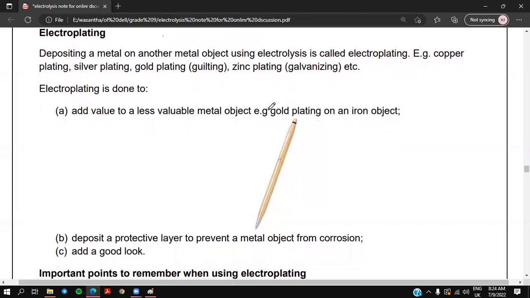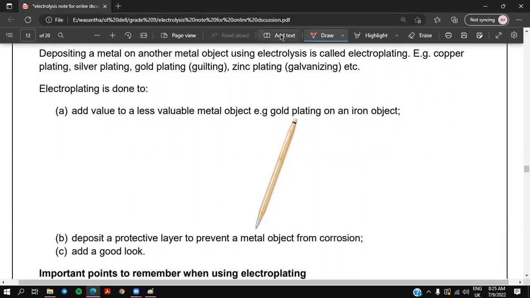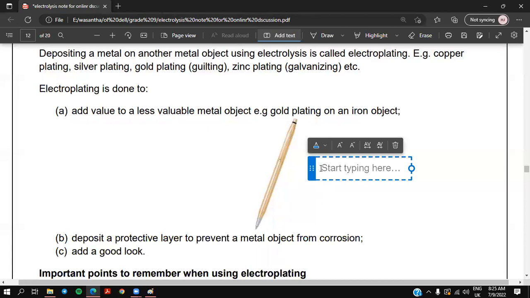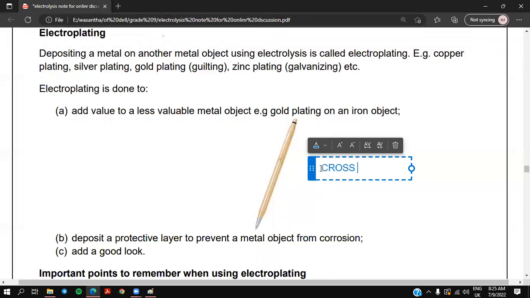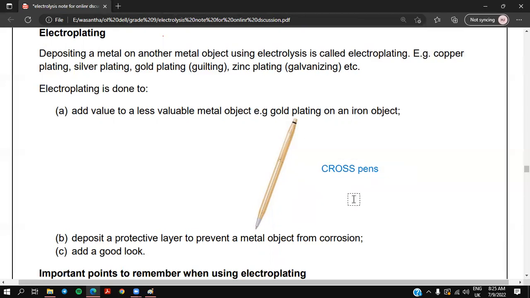One example is here. This is a pen, gold coated. There's a special type of pen available in the market. Everyone knows about this, Cross pens. There are different types of pens under this category. Cross is a brand name.